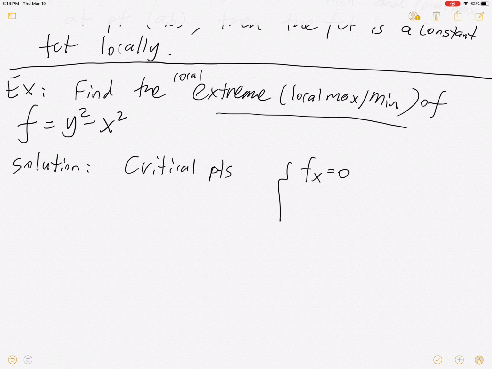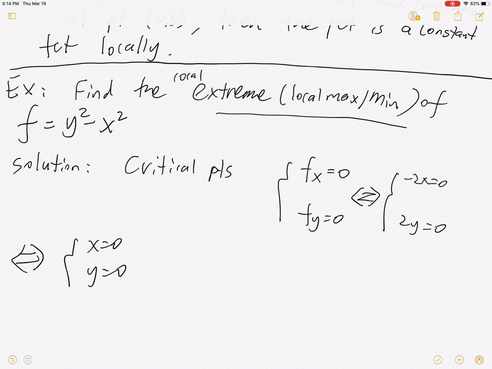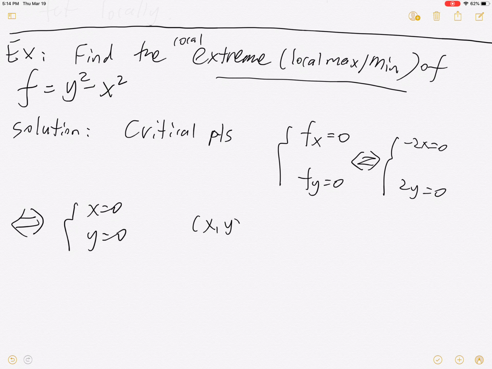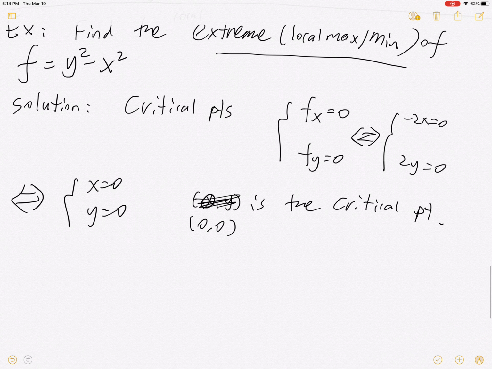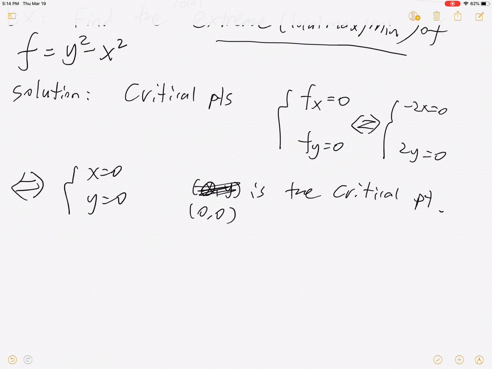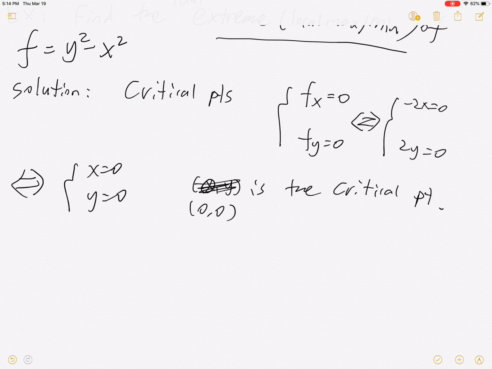In general, usually you have several critical points. Partial x is negative 2x, partial y is 2y. So the solution is x, y equals 0. Then (0, 0) is the critical point of the function. Okay, next you need to determine if this point is local maximum or minimum.